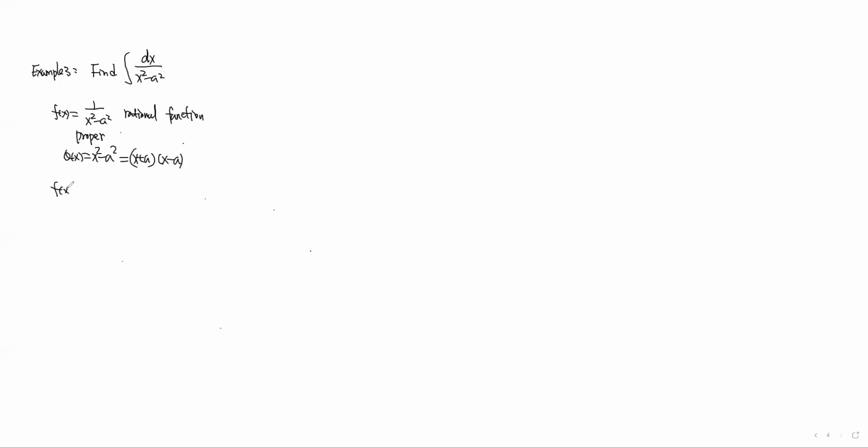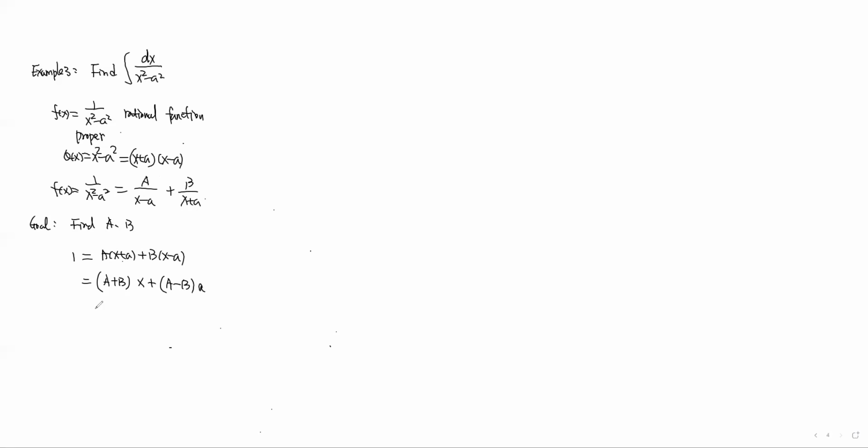Right. By case 1, we have this is A over x minus a, plus B over x plus a. So we have to find A and B. How? Multiply by x squared minus a squared on both sides. So we get 1 is A(x plus a) plus B(x minus a). Right? We simplify the right-hand side. We get (A plus B)x plus (A minus B)a, right?